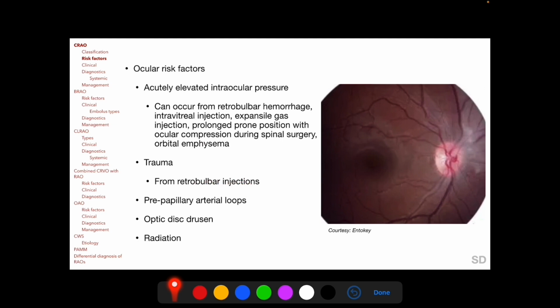Retrobulbar injections can also directly injure the optic nerve and the central retinal artery within it, and anomalies such as prepapillary arterial loops, as seen here in this clinical photograph, and optic disc bruising can also be associated with central retinal arterial occlusion. Radiation therapy in and around the eye is also known to cause retinal arterial occlusion.